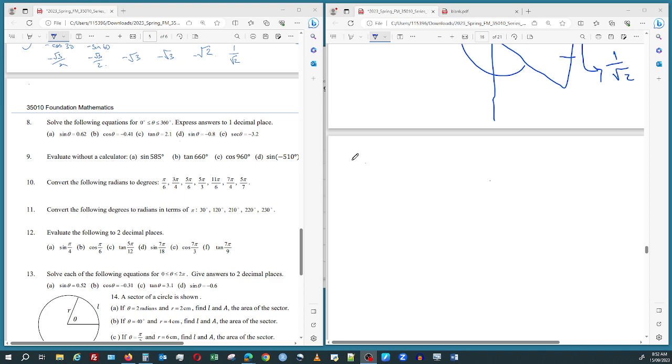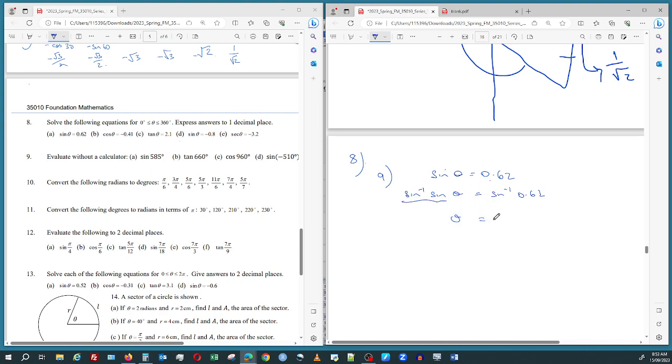So question 8, we're looking to understand how we can get theta. Sine theta is equal to 0.62. So we do the inverse or the arc sine, it doesn't matter, they've all got the same effect. And what you do to one side, you do to the other. And so that decimal will come out as theta, because this is undo.